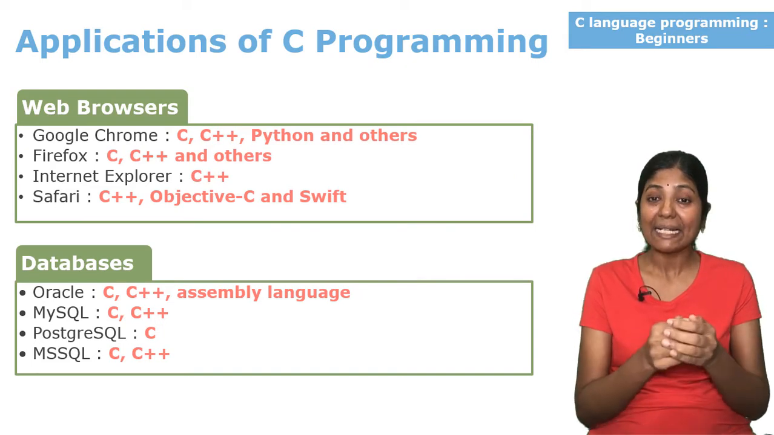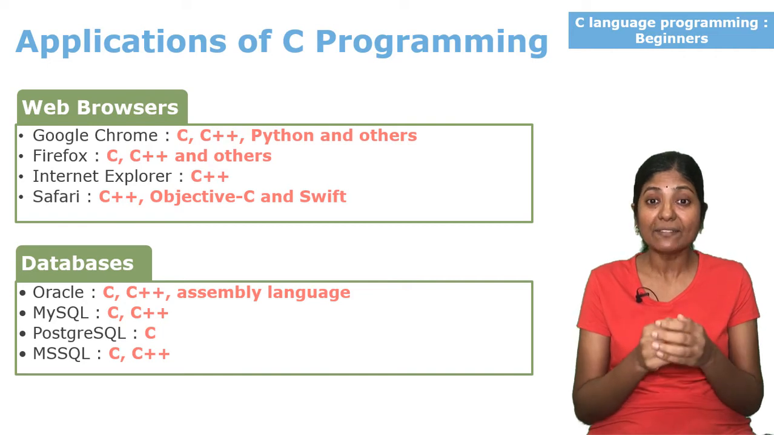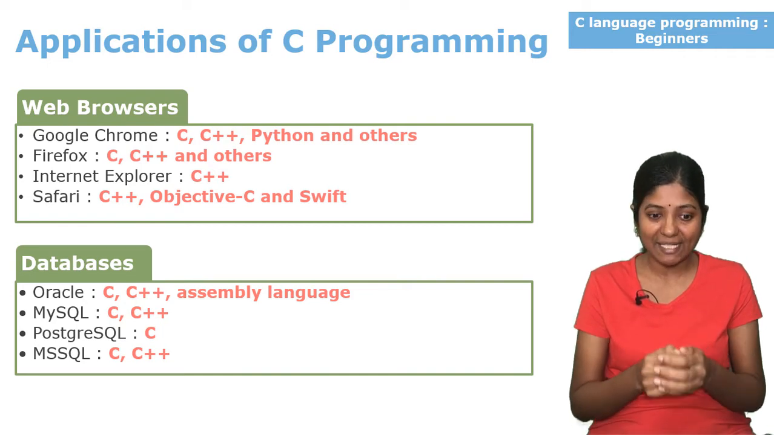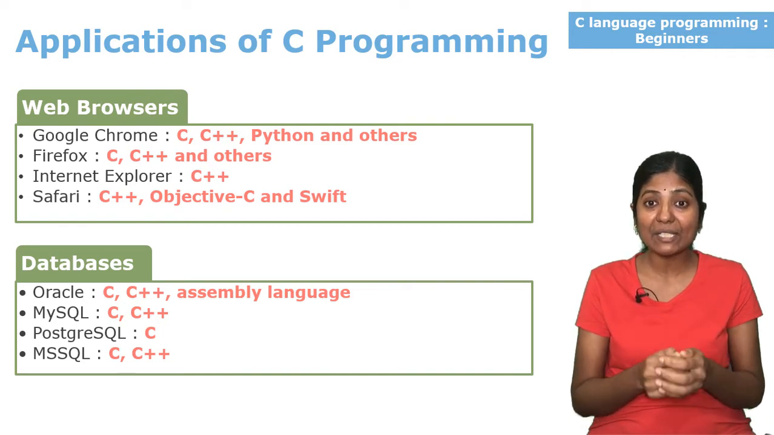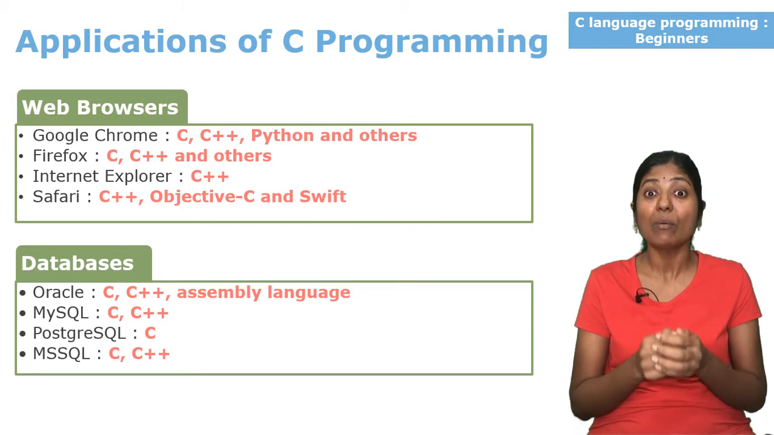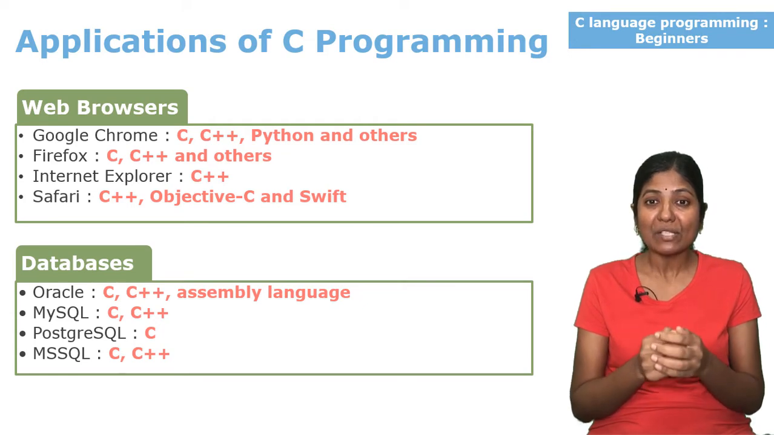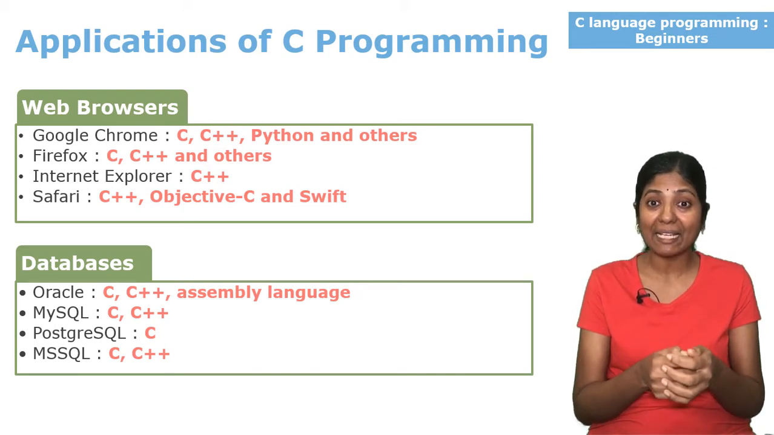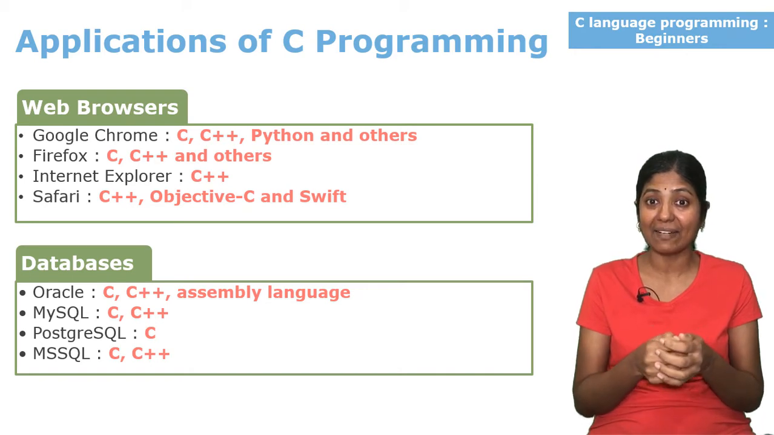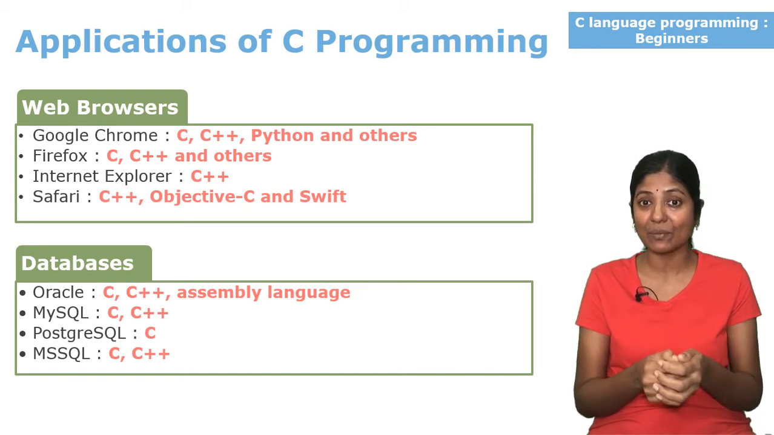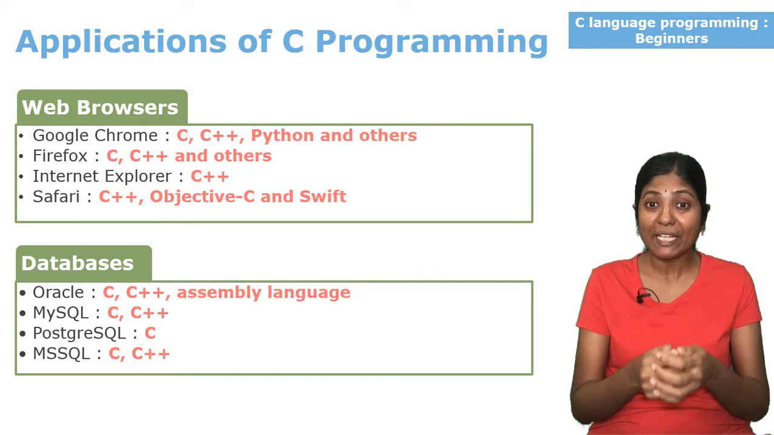Not only that, databases also. The world's famous databases like Oracle, MySQL, PostgreSQL and MS SQL were also written in C language. The main importance of a database is that we can store a large amount of information securely. It could be banking details, like our bank usernames and passwords. It could be shopping information.